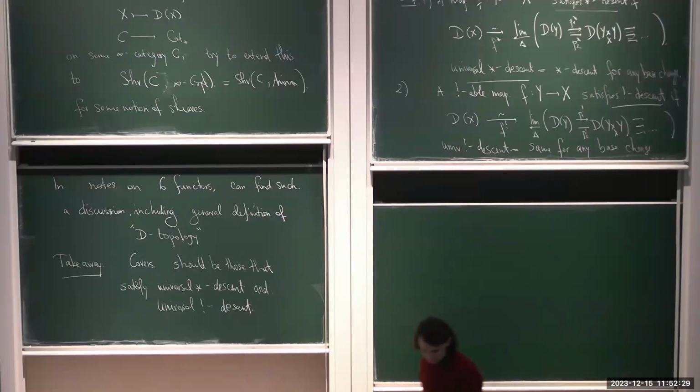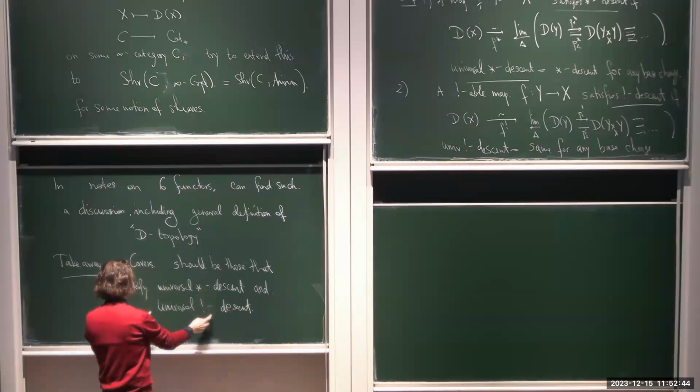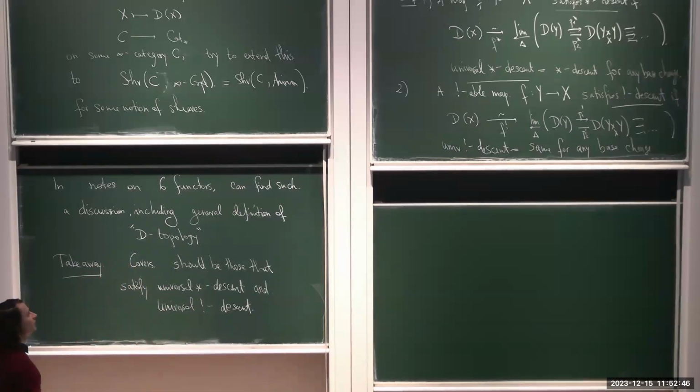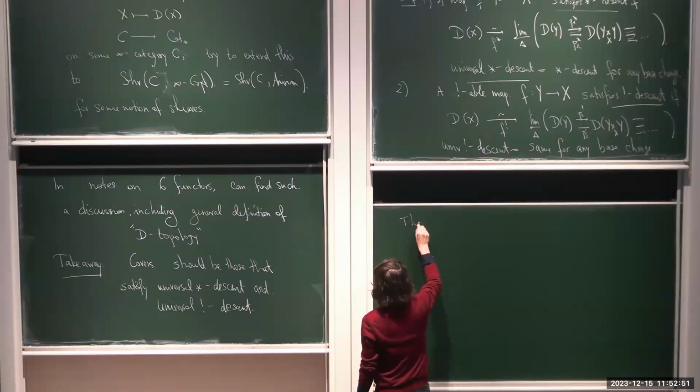All right, we don't have much time, so let me just state a theorem. In the case we're in, a priori you should ask for universal star descent and universal shriek descent, which seems like a lot to check. Actually, you need to check much less. To some extent, this is always true for any six functor formalism, but I think it's even slightly better here.